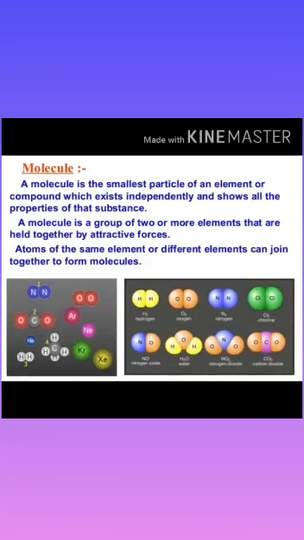Molecules. A molecule is the smallest particle of an element or compound which exists independently and shows all the properties of that substance. A molecule is a group of two or more atoms that are held together by attractive forces. Atoms of the same element or different elements can join together to form molecules.